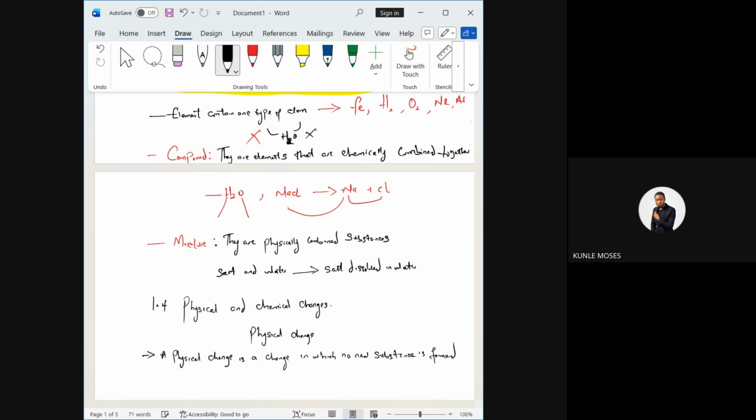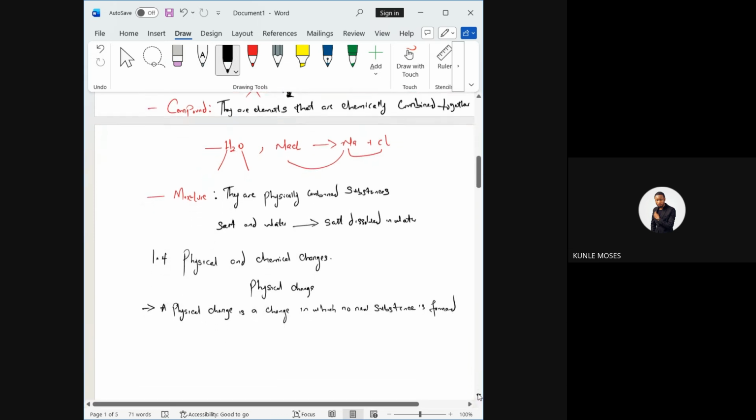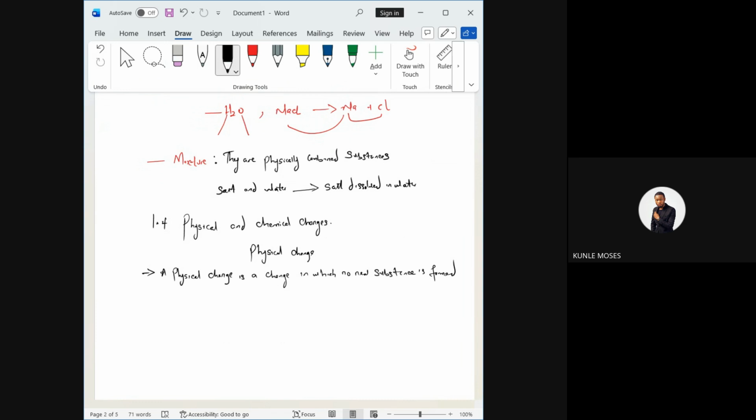So simple. Nobody will ask you for a definition. You may be lucky to see a definition, but it is critical to understand it. That's why I'm giving you the note for physical change. The only things that change in a physical change are the state, the size, and the shape of the substance, but it does not form a new substance.